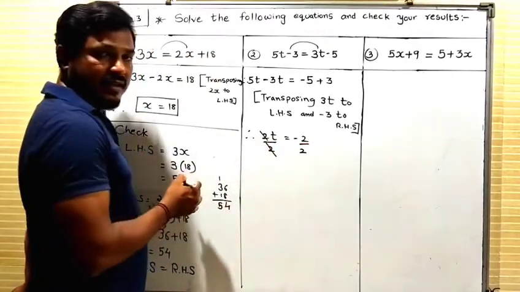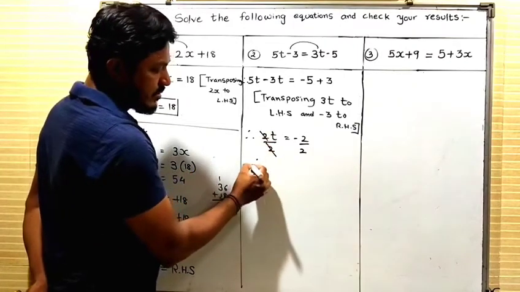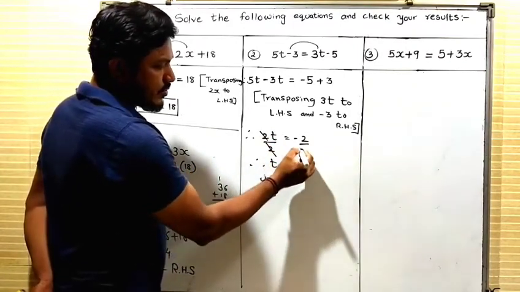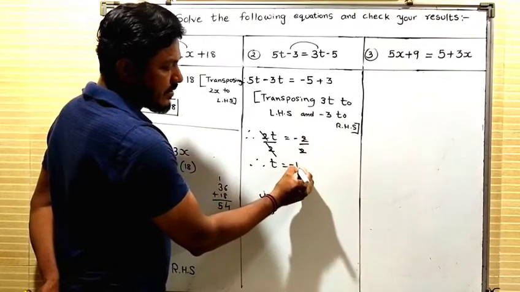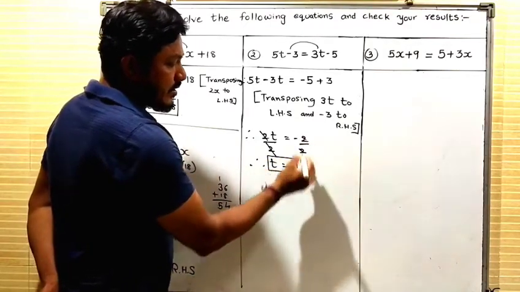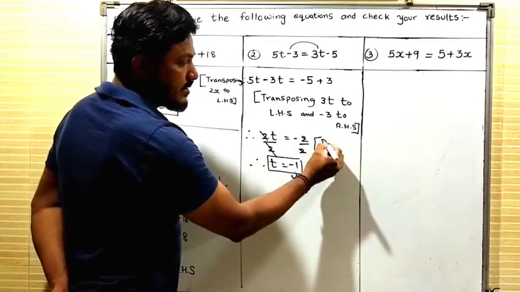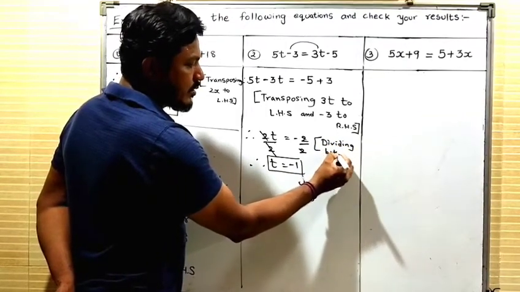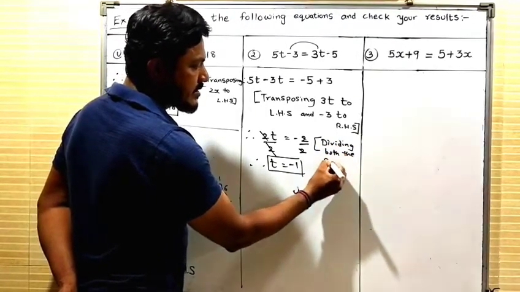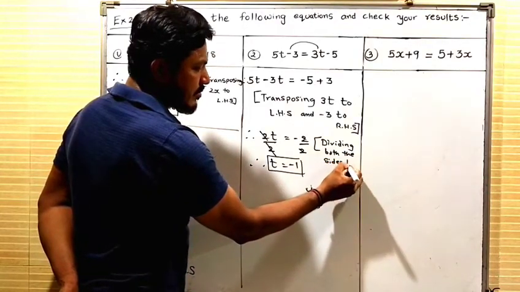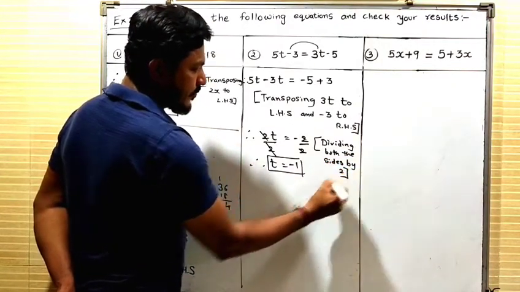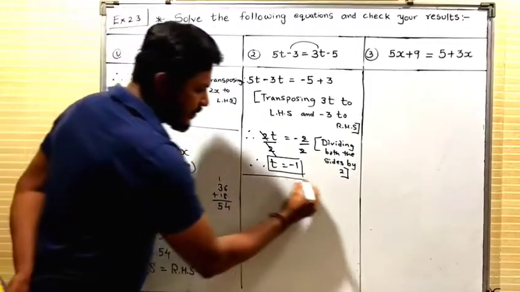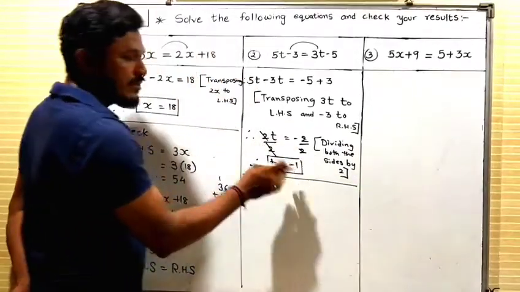2 and 2 will get cancelled. So here t is left. 2 1s are -2 is there. Your value will be -1. Now what will you write over here in the statement? Dividing both the sides by 2. Now here the value of t I got, that is the value of the variable, I got -1.